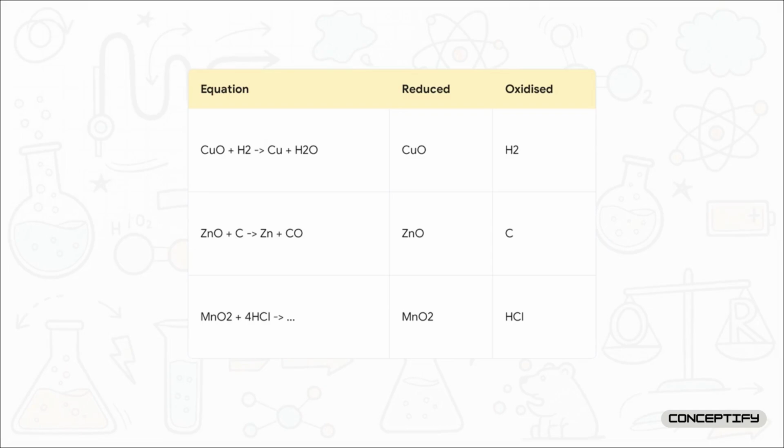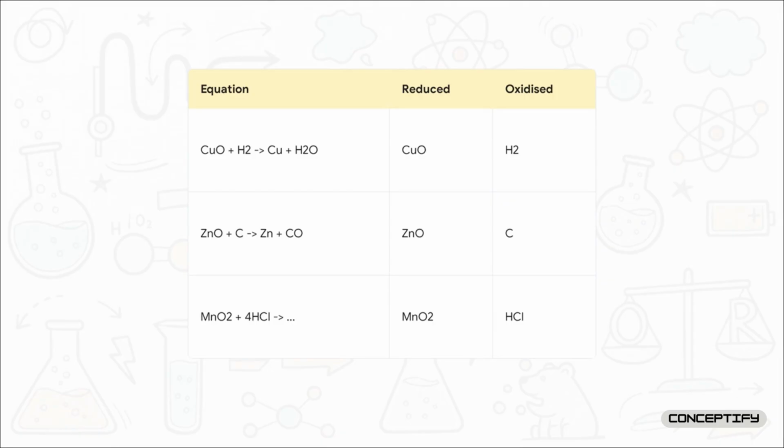And looking at the complete chemical equations brilliantly illustrates exactly what we've been talking about, bringing the whole picture into focus. Take copper oxide reacting with hydrogen. The copper oxide is reduced down to plain copper, while simultaneously the hydrogen is oxidized into water. One loses, the other gains. It's the same with zinc oxide reacting with carbon. The zinc oxide is reduced to zinc, and the carbon steals that oxygen, becoming oxidized into carbon monoxide.